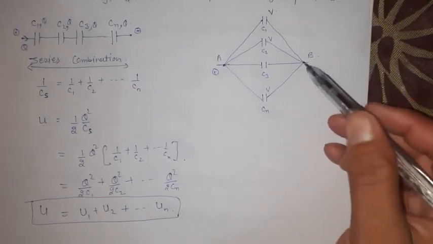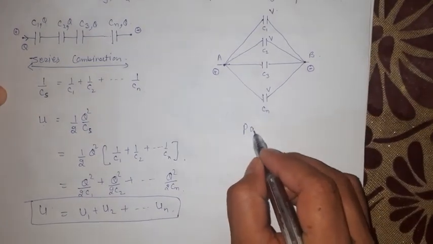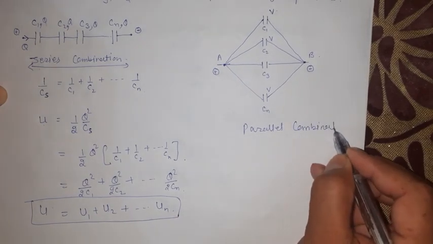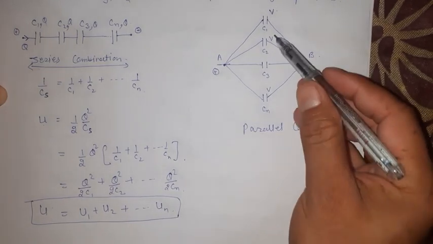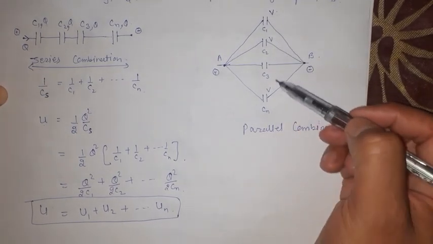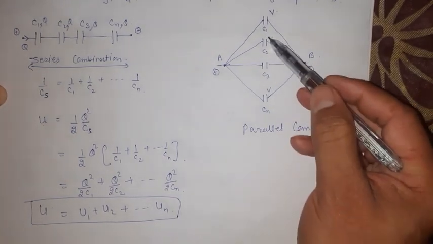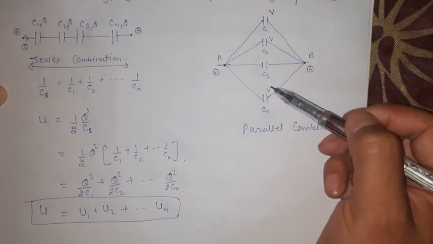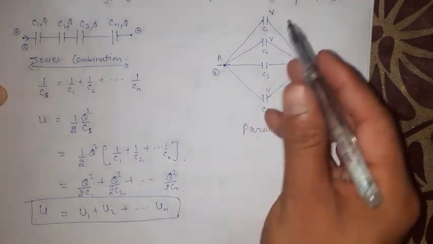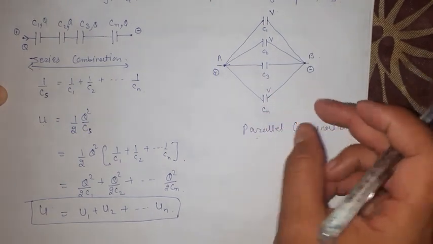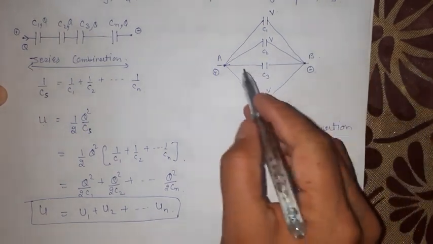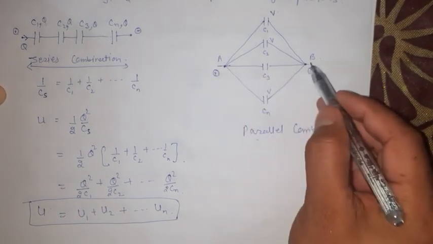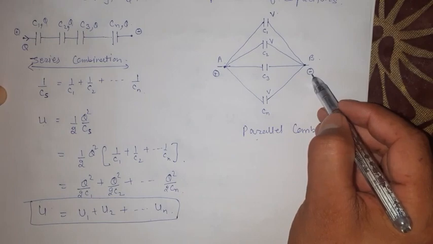Now let us look at the parallel combination. What will happen in parallel combination? Suppose n capacitors are connected: C1, C2, C3, and so on, Cn. So n capacitors are connected in parallel. What will be the total potential energy stored in it? For this purpose, I consider that this end is at high potential, positive, and this end is at low potential, negative.